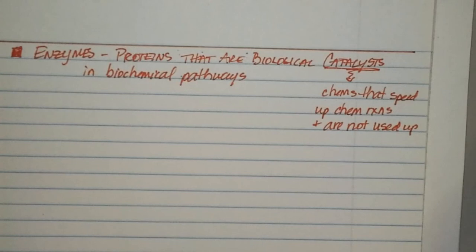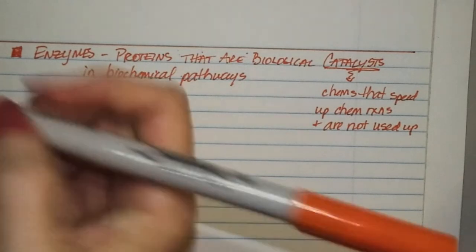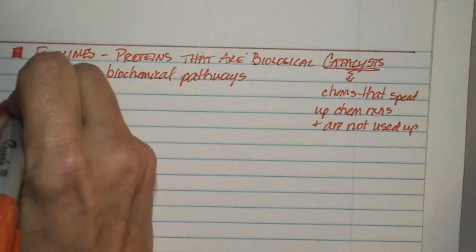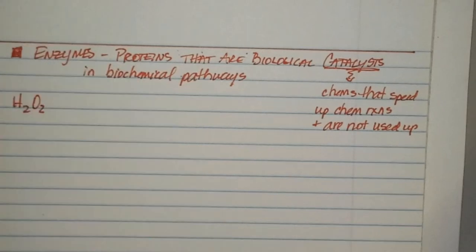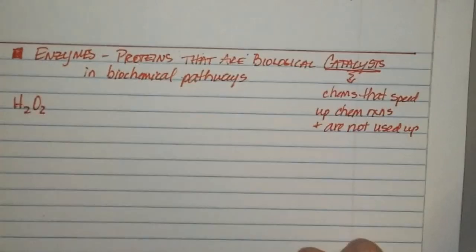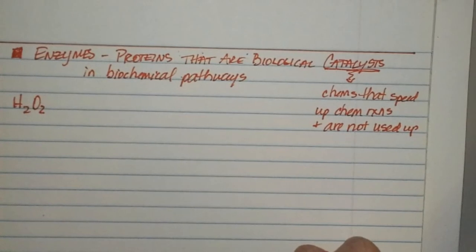So I'm going to give you an example of a catalyst. It's not an enzyme, but it is a catalyst, and it's one that you'll use in chemistry next year. So I'm going to write this reaction down. Do you guys remember H2O2? What is that? Hydrogen peroxide. Hydrogen peroxide is a really unstable compound. That's why they sell it to you at Walmart in a brown bottle, because even light from the room will cause it to break down faster.